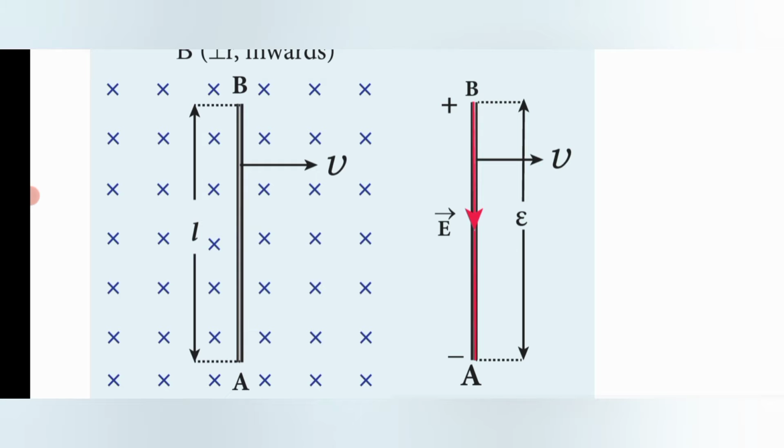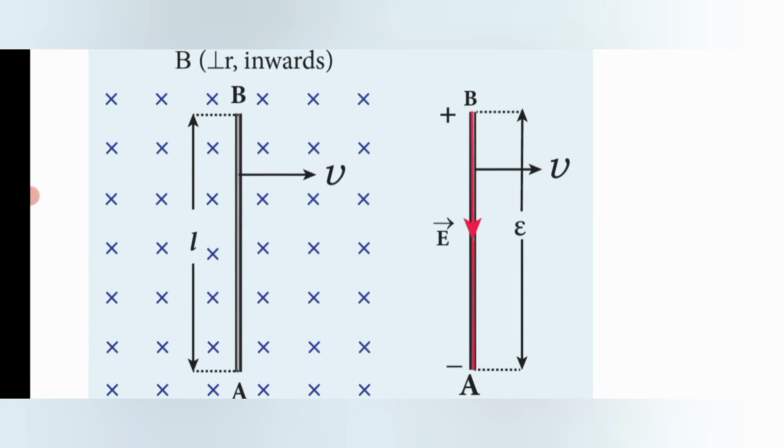What happens is, when the rod moves, the free electrons present in the conductor also move with the same velocity. Whatever the velocity of the rod, the free electrons responsible for producing the current move with the same velocity. As a result, the Lorentz force acts on these free electrons in the downward direction, that is B to A. That can be given by the relation of the Lorentz force. This is the concept here.